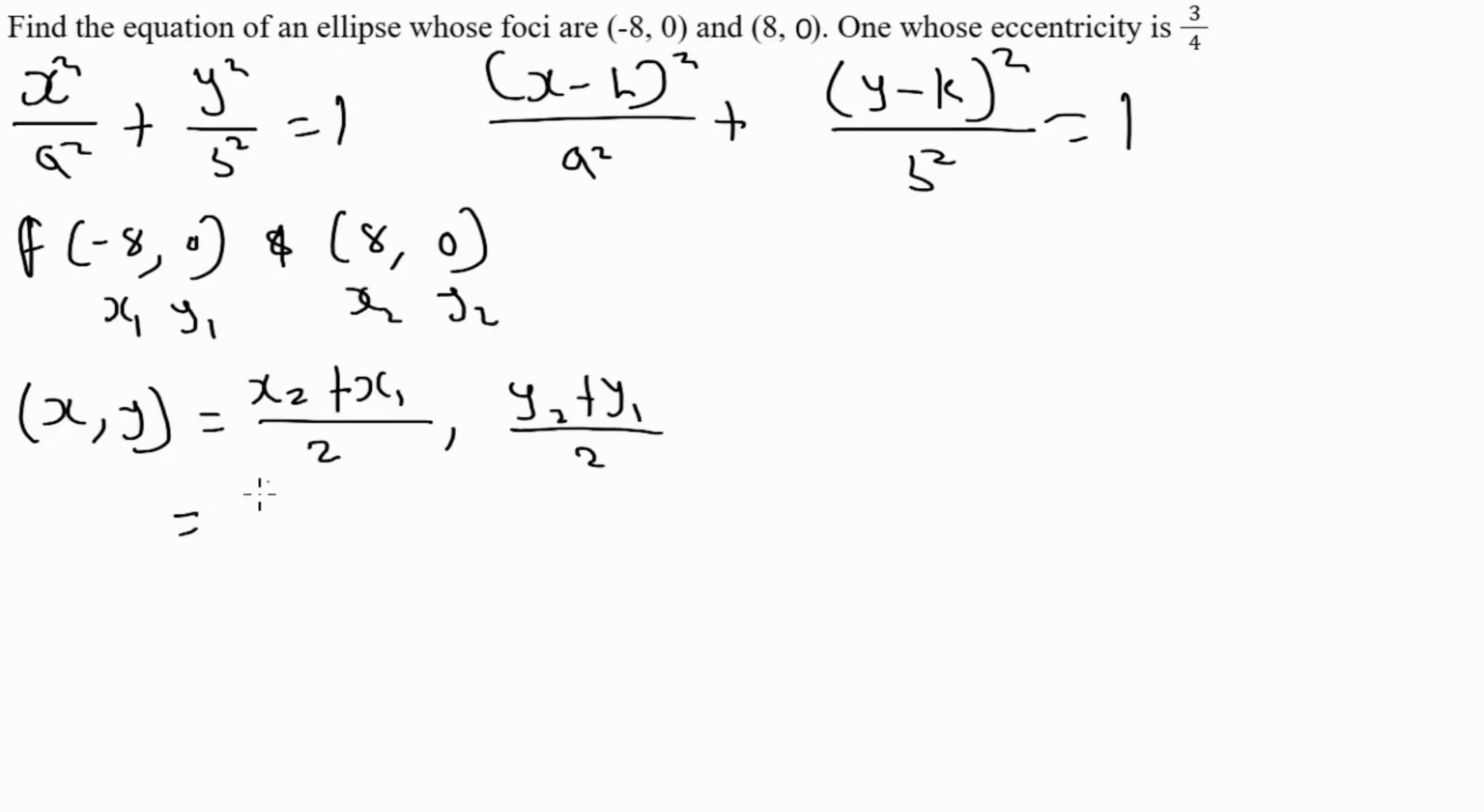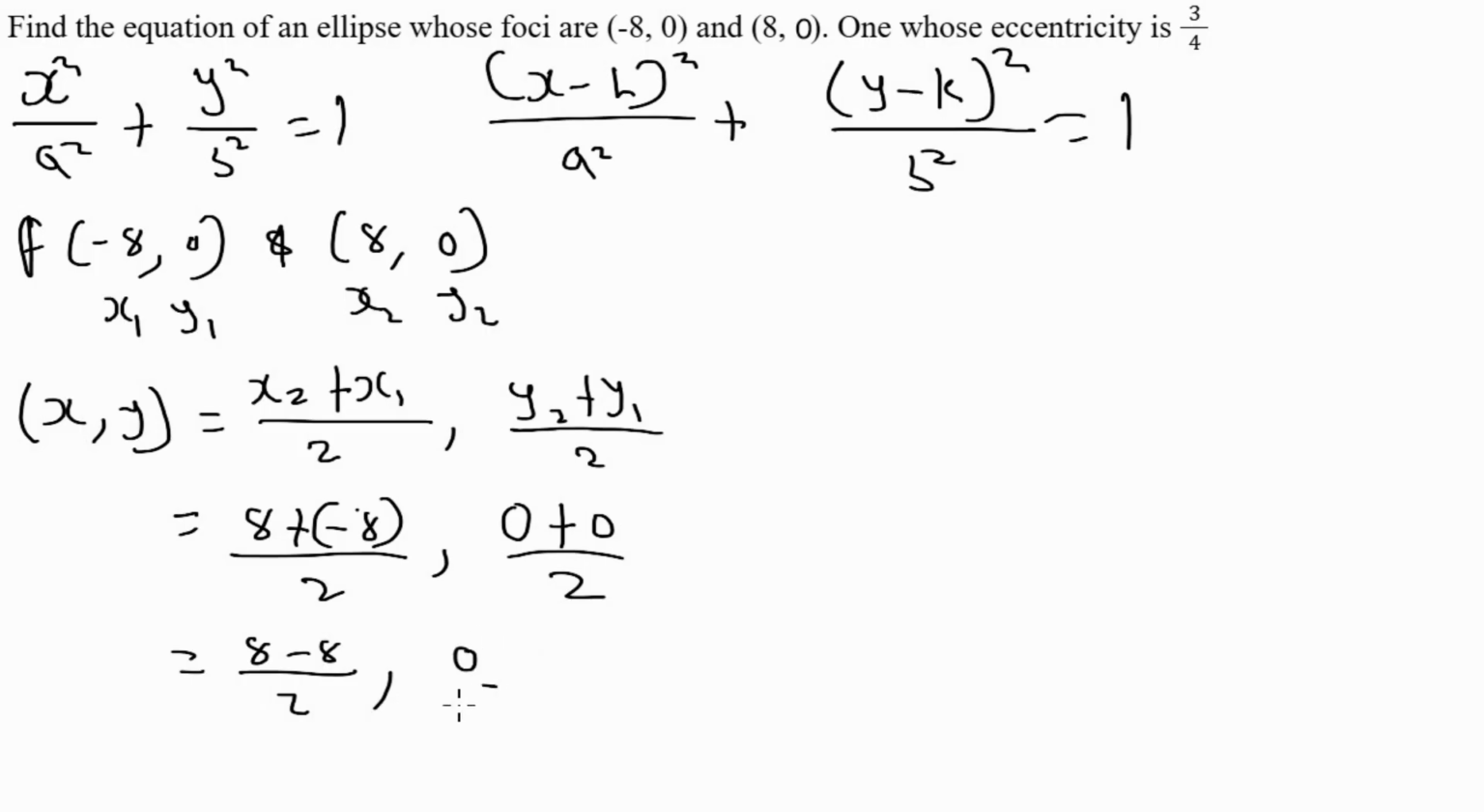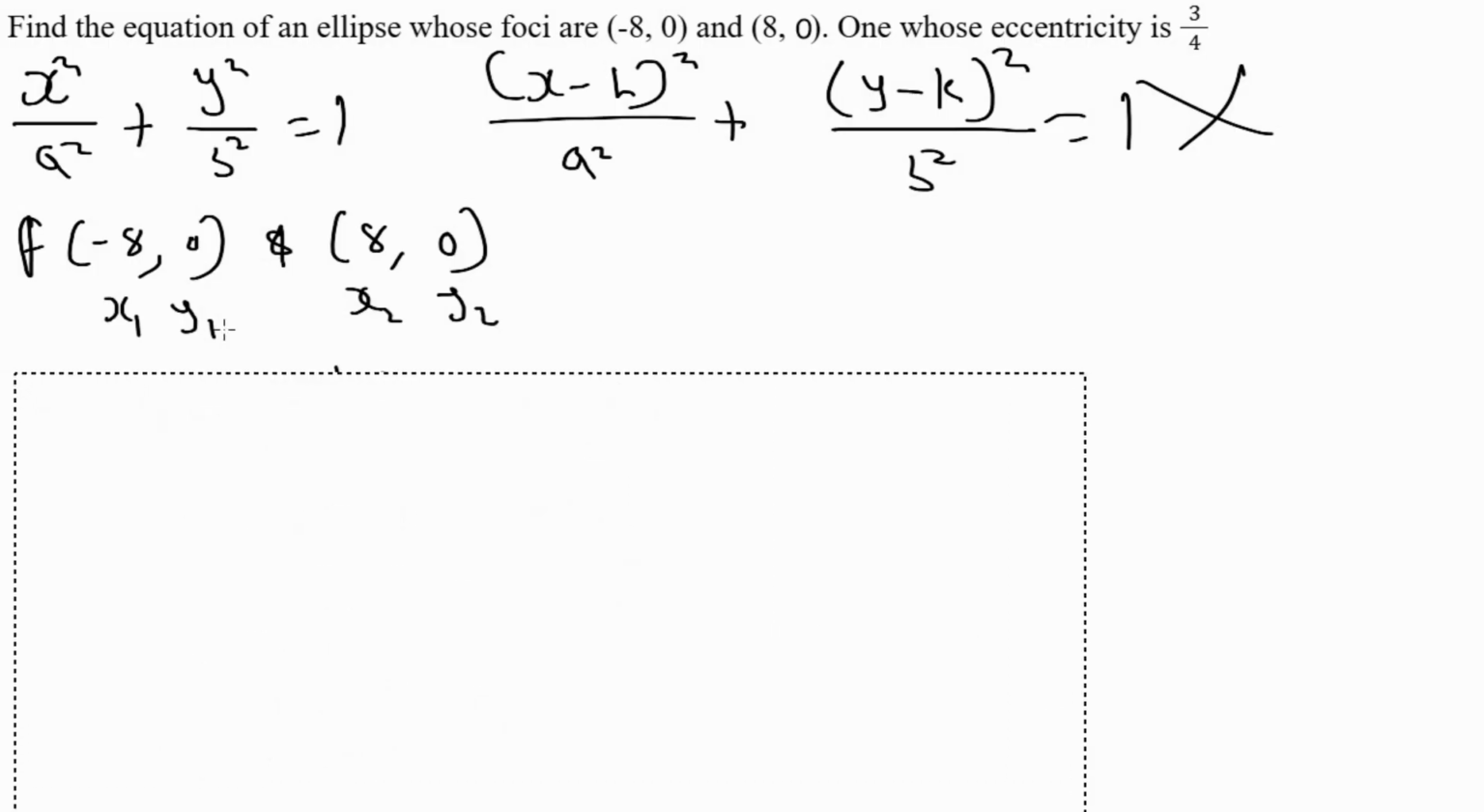So right now, x2 is simply 8 plus x1 is minus 8, divided by 2, y2 is 0, y1 is 0, divided by 2. So 8 plus minus 8 is 8 minus 8 divided by 2, 0 plus 0 divided by 2. That's 0 over 2, which is 0, 0. Excellent. The ellipse is centered at the origin. So that's what we are doing actually. It will either be this or the values of a and b should change. So this can go at this point. We don't need it anymore.